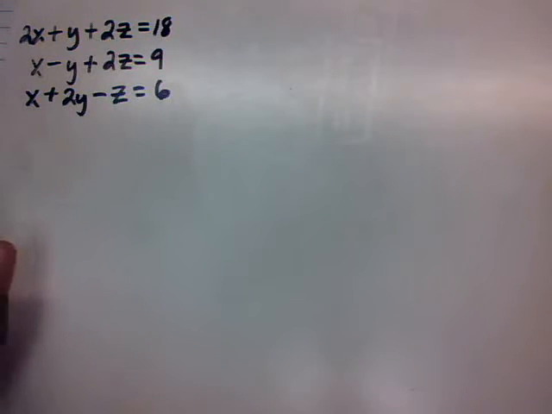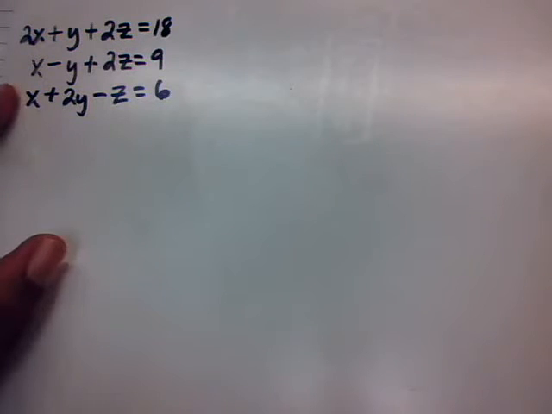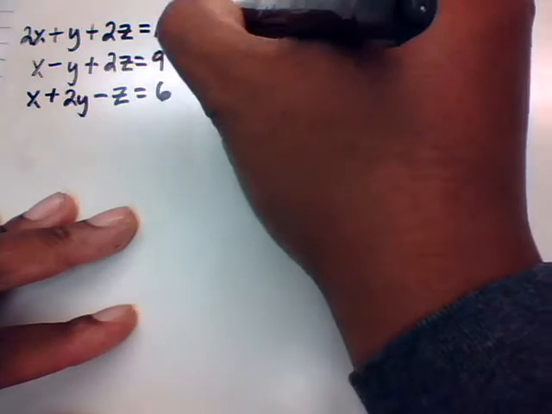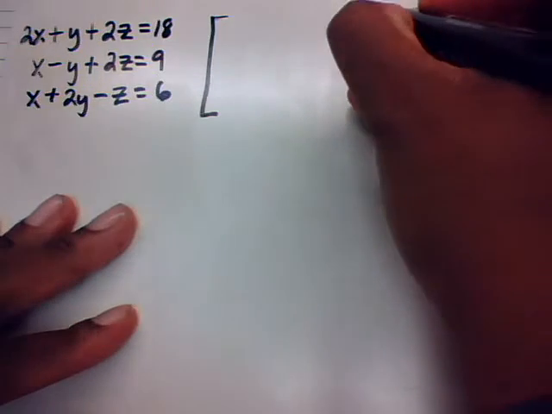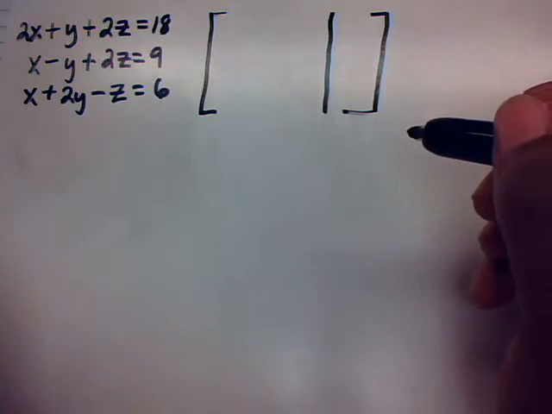Okay, so what I'm going to do in this video is show you how to use the TI-83 or the TI-84 graphing calculator to solve this particular system of linear equations. Here I've got 2x plus y plus 2z is equal to 18, x minus y plus 2z is equal to 9, x plus 2y minus z is equal to 6. The first thing I'm going to do is convert this into an augmented matrix, and I explained that in that previous video that dealt with matrix solutions to linear systems.